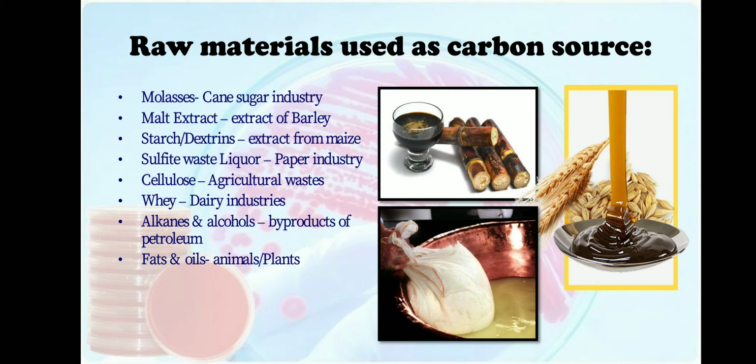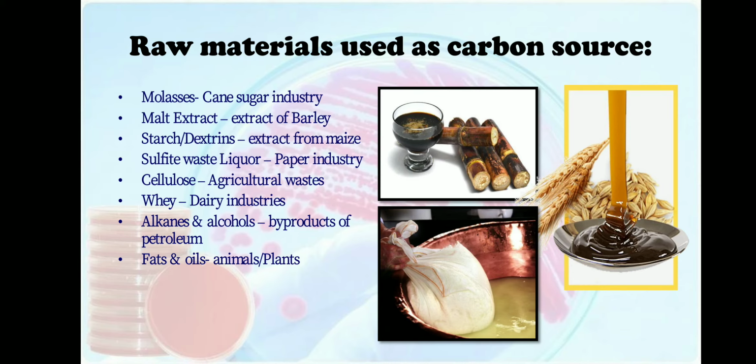Here we are going to use raw materials that can be used as a carbon source because these raw materials are cheaper. The first thing is molasses. Molasses is a byproduct of cane sugar industries. During sugar production in sugar industries, we get molasses as the byproduct, which is rich in carbon. So molasses can be used as a raw material, as a carbon source.